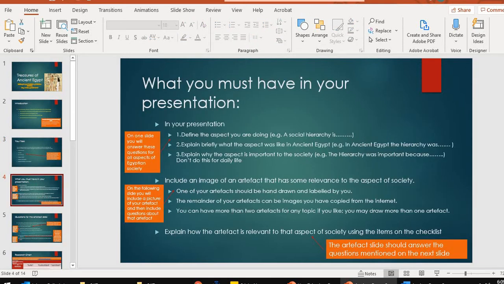What you must have in your presentation. So in your presentation, you need to define the aspect you are doing. So you need to define social hierarchy. So what is it?